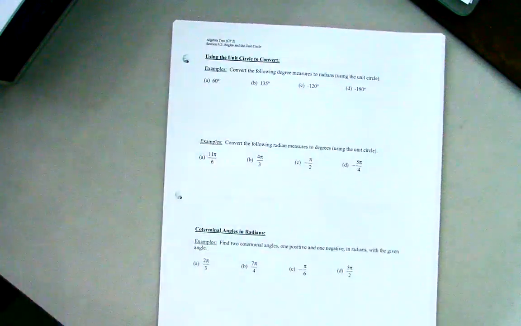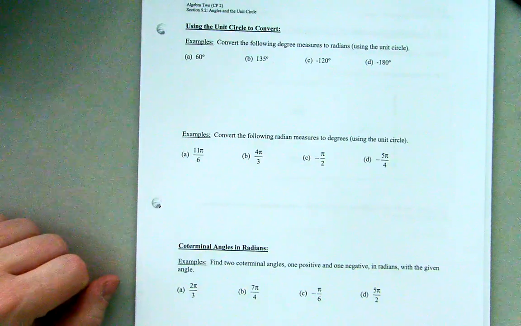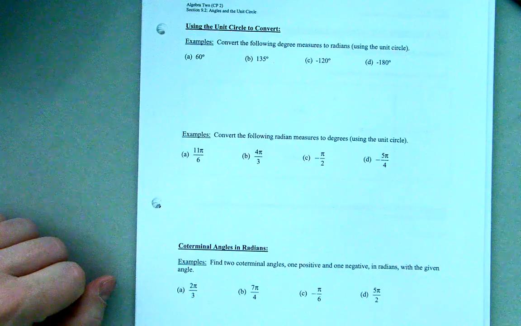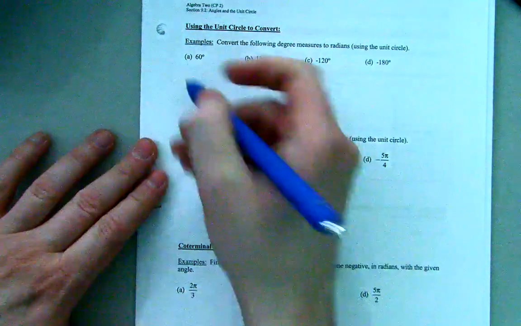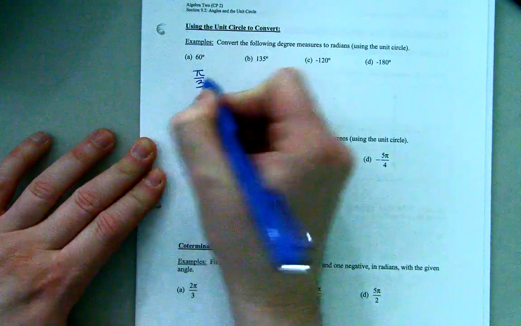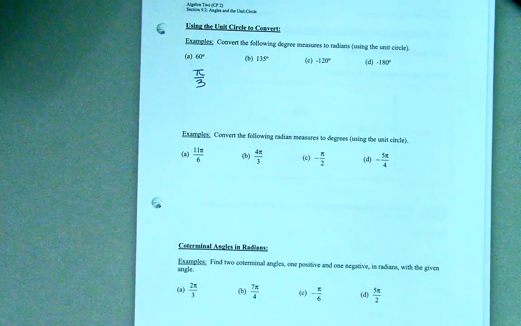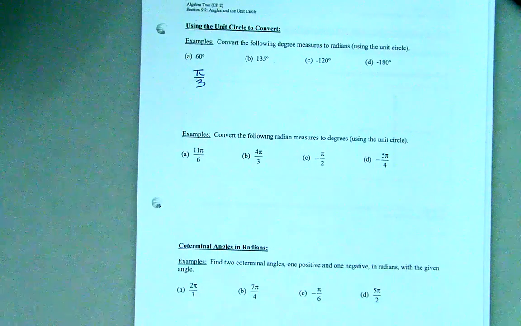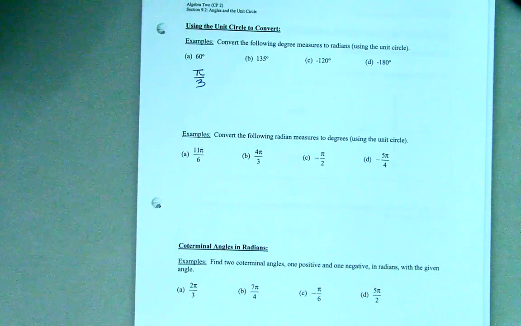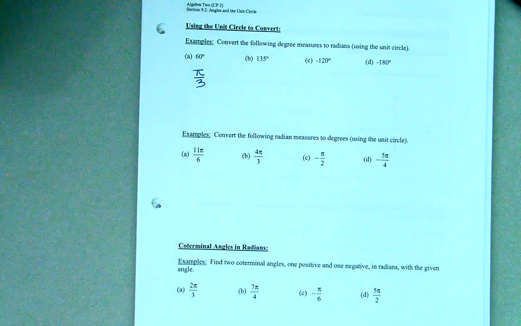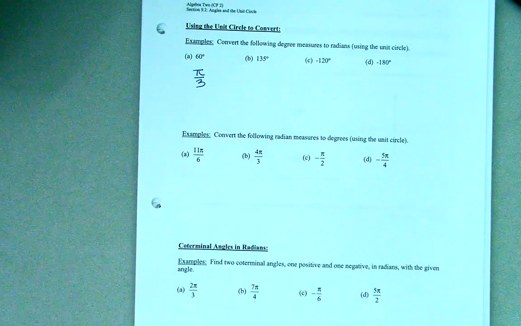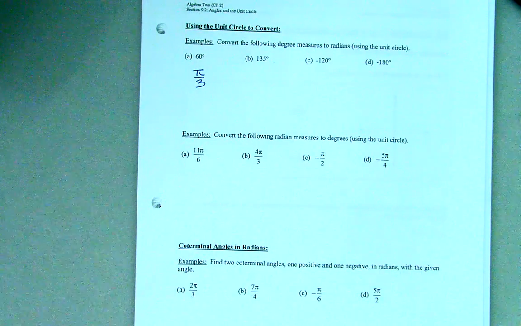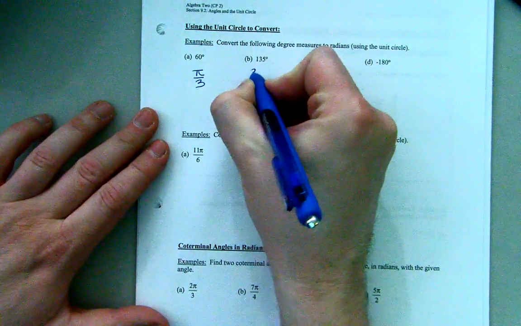On page 15, I want you to convert 60 degrees to radians. Look at page 14. 60 degrees is what? Pi over 3. That's all we're doing. We're locating one in degrees and telling me how it's also labeled in radians. Go convert 135 degrees. And then stop, don't do C. 135 degrees is what? 3 pi over 4.